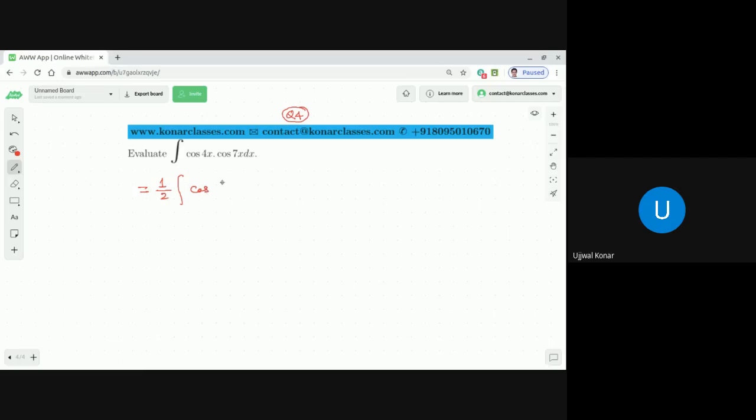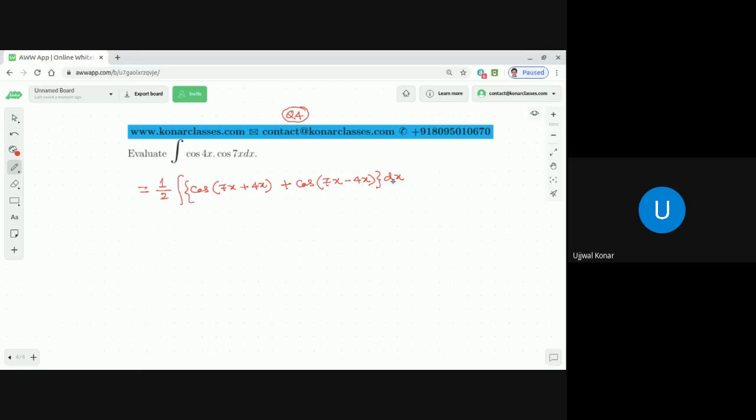So it is cos(7x plus 4x) dx, 7x plus 4x, correct? Plus cos(7x minus 4x). And this formula we have learned during trigonometry, correct? Yes.